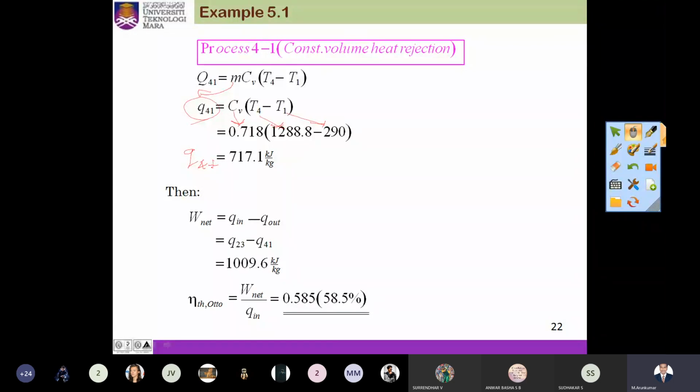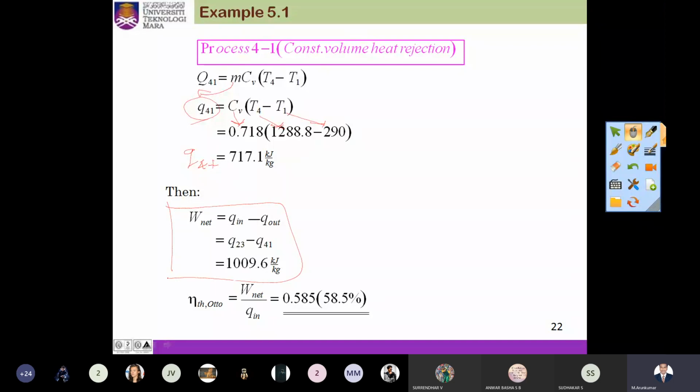So here it is heat rejection, right? So this will be minus, right? So the q here will be minus, right? Then we can calculate the W net, heat supplied minus heat rejected.